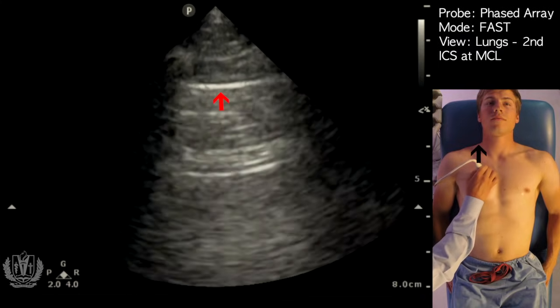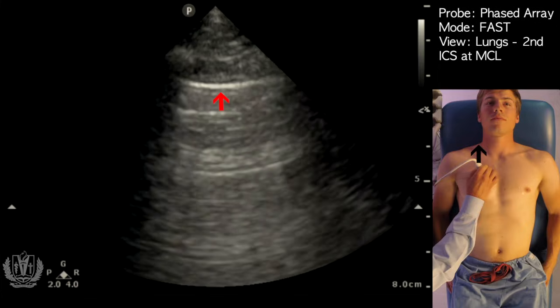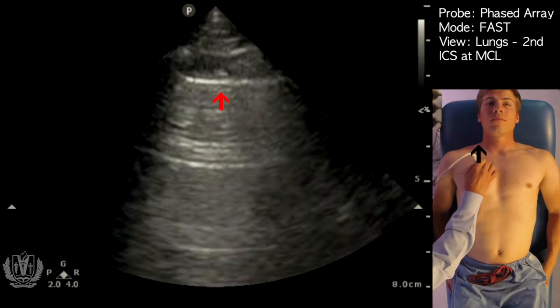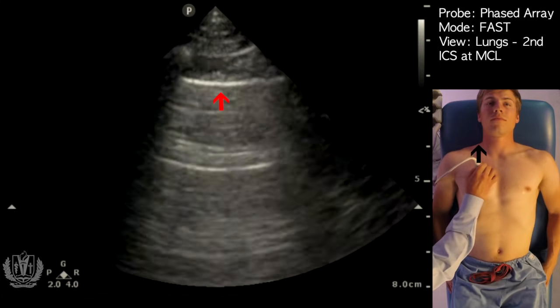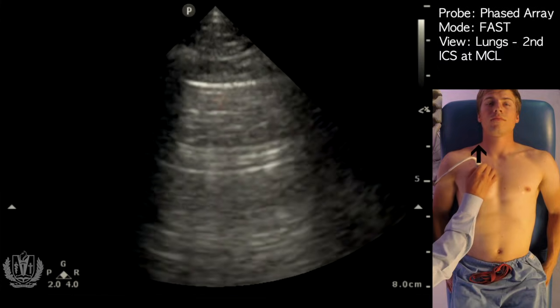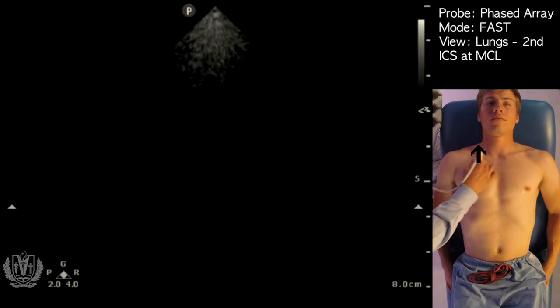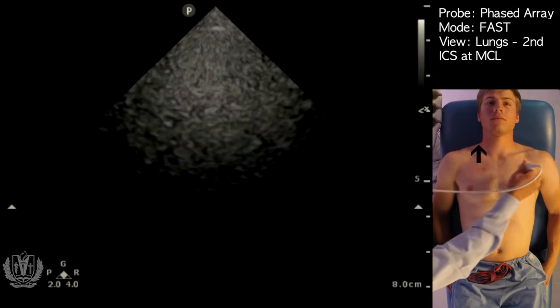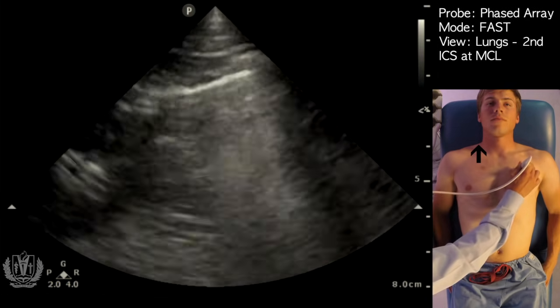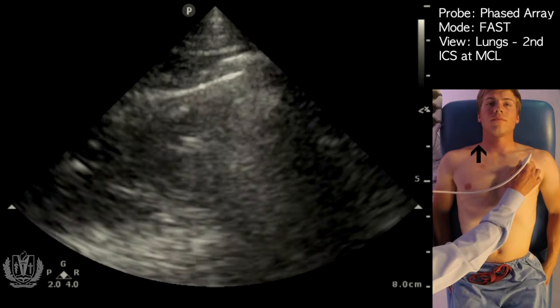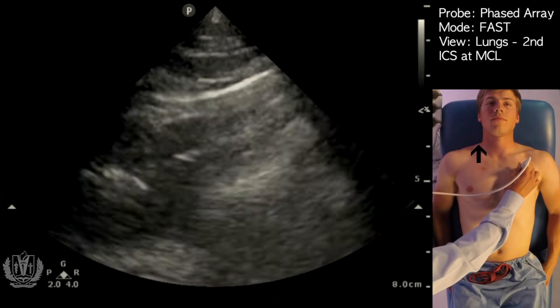So when the patient breathes in, if you can take a big breath in, you see there's lung sliding on the screen there, and that indicates there's no pneumothorax. If there is no lung sliding, that is highly suggestive of pneumothorax in the setting of trauma. You want to make sure you do both the right side and the left side, looking for lung sliding. And this patient has lung sliding on both the left and right side.